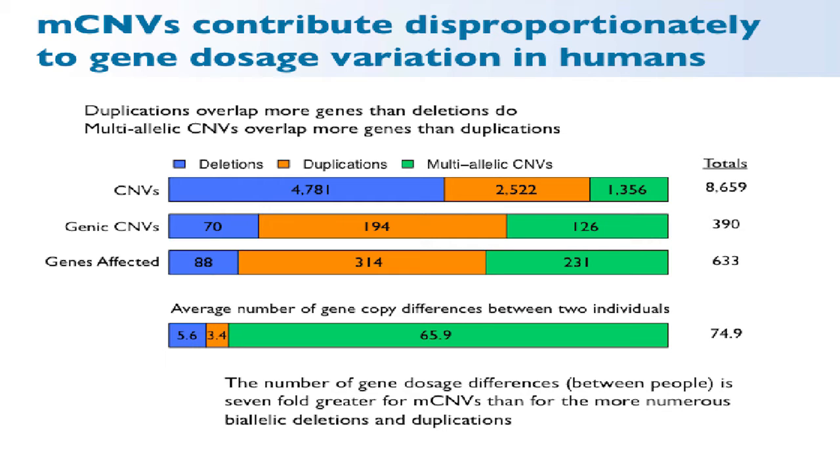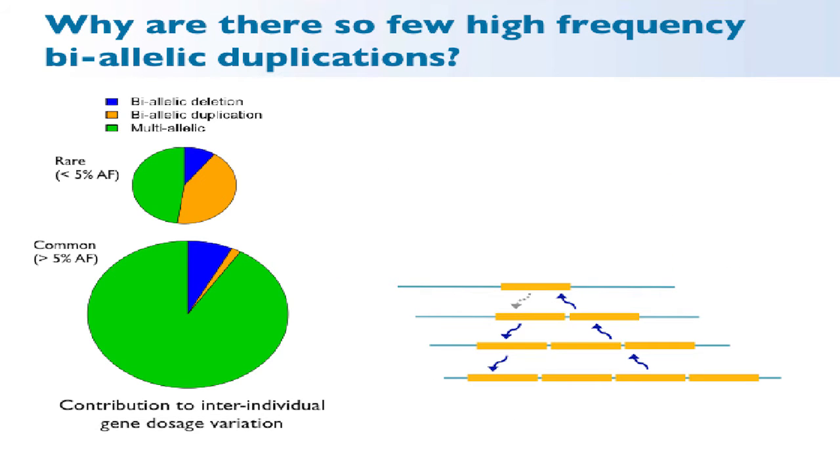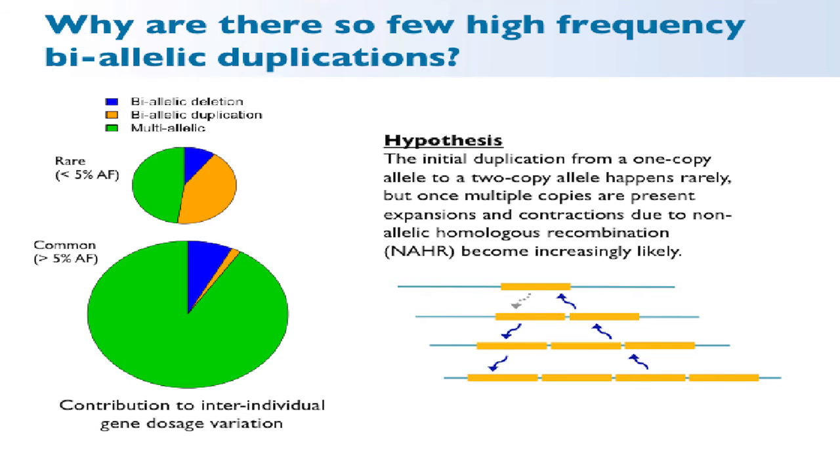Most of that signal is driven by these multi-allelic CNVs that are highly polymorphic in the population. Something like 7 times the gene dosage variation is coming from those multi-allelic CNVs. And you might also notice that very little of the signal is coming from the orange here, which is biallelic duplications. And that's kind of shown here again. It's that relative abundance of the biallelic deletions, the simple biallelic duplications, and these multi-allelic CNVs. And you can see, especially for the common variants, that the biallelic duplications almost entirely disappear.